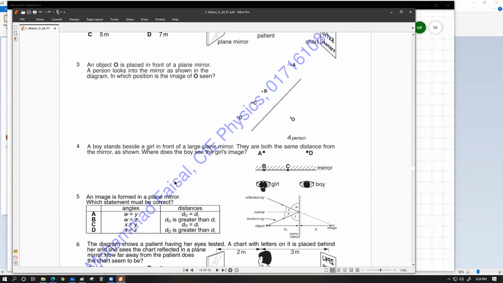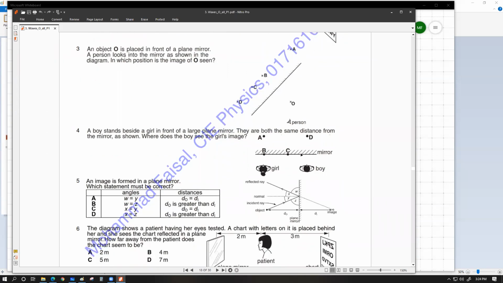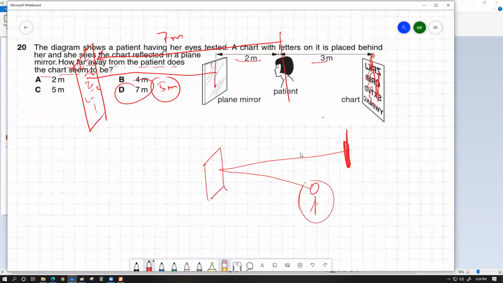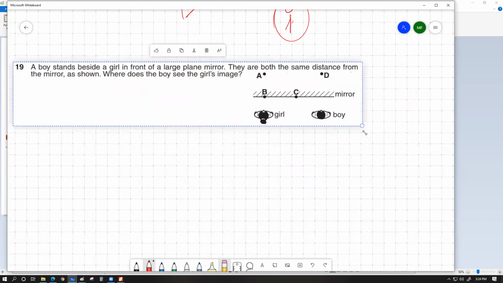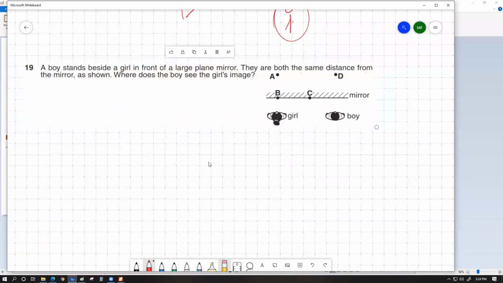Number 4 says that, so I'm going to pick that up. There is a certain common mistake that the students sometimes do for this question. That's why I'm going to explain this a little bit. A boy stands beside a girl in front of a large plane mirror. They are both on the same side from the mirror, as shown. Where does the boy see the girl's image?